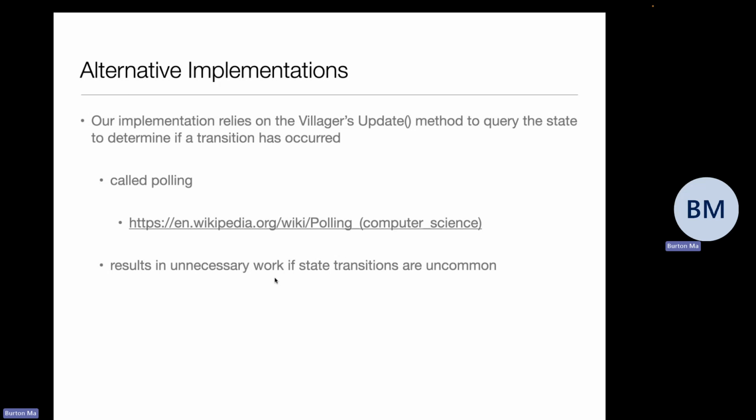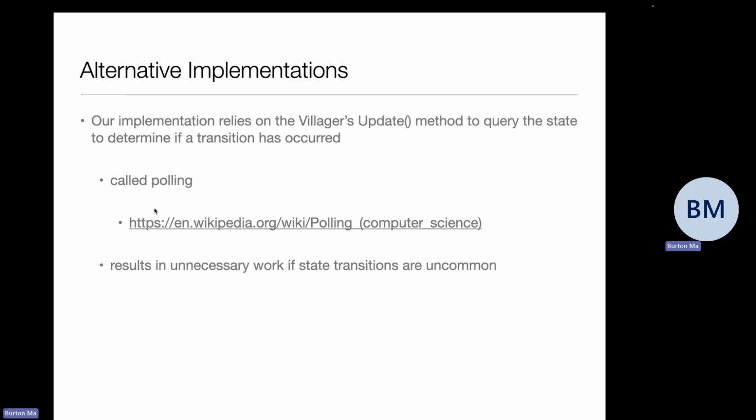So while the villager is walking to the tree, it's probably going to take 10 seconds or something to get to the tree. You don't really have to call update 60 times a second. You don't have to call the state object 60 times a second and ask it, is there a transition? The answer is probably almost always no. And so when you are regularly or synchronously asking an object, has something happened, this is called polling. This happens all over the place in engineering and computer science.